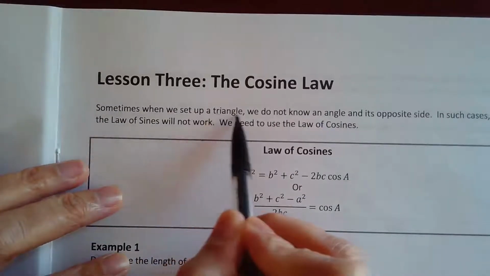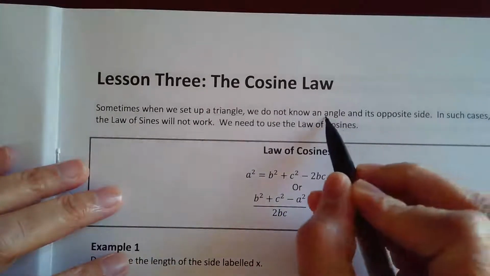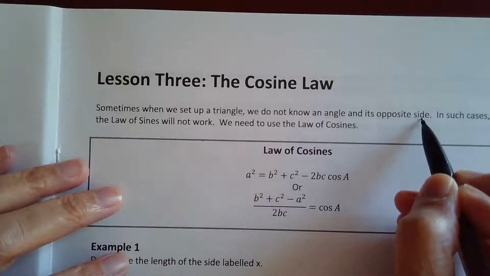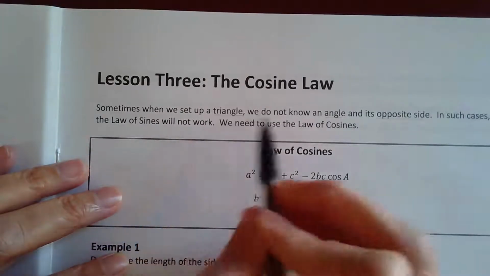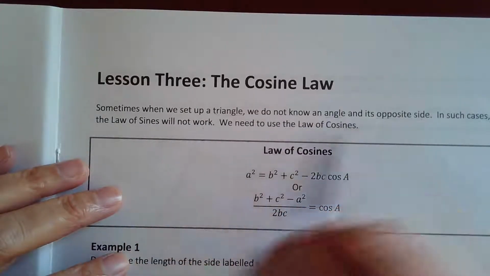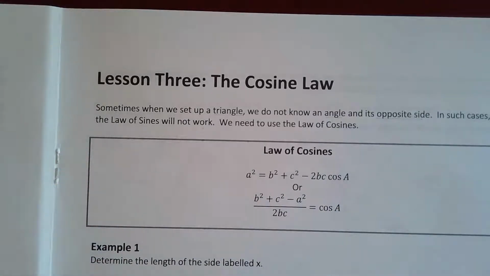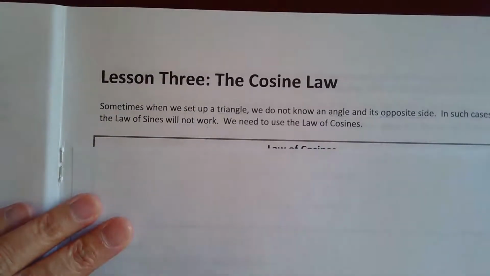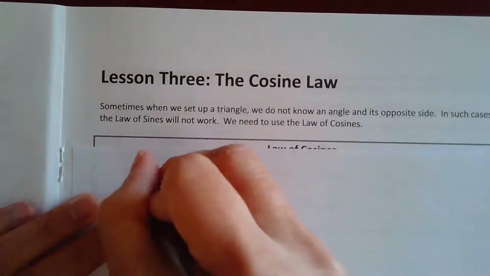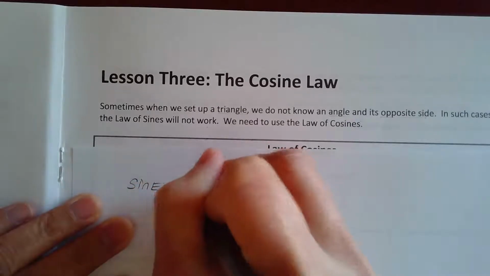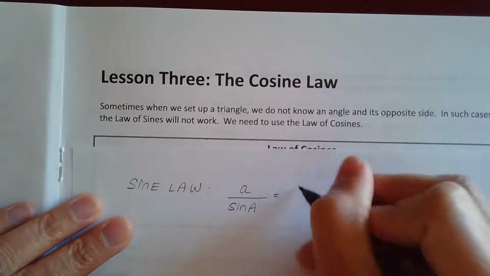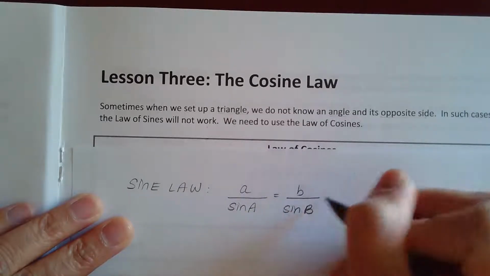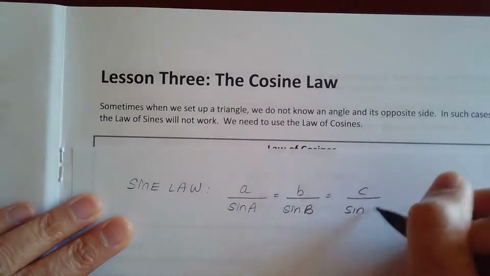Sometimes when we set up a triangle, we do not know an angle and its opposite side. In such cases, the law of sines will not work. We need to use the law of cosine. Now, when we talk about sine law, just to go back and talk about that. Sine law: a over sine of angle A equals b divided by the sine of angle B equals c divided by the sine of angle C.